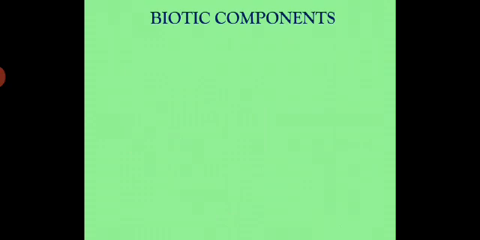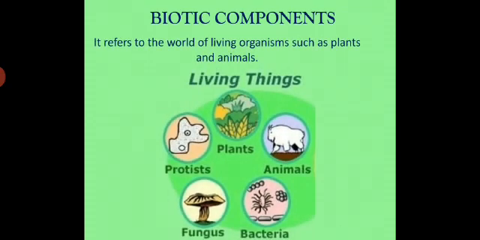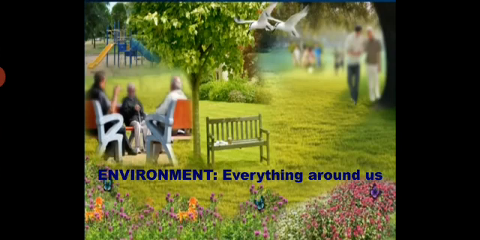Biotic components. They are the living things that shape an ecosystem. For example, animals, plants, fungi and bacteria. Just recall that picture we saw in our first video. Yes, that's it. This clearly depicted our surrounding.